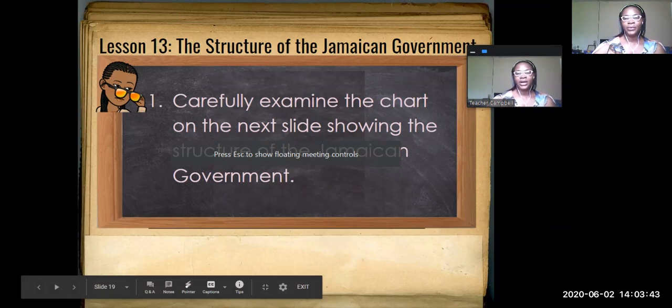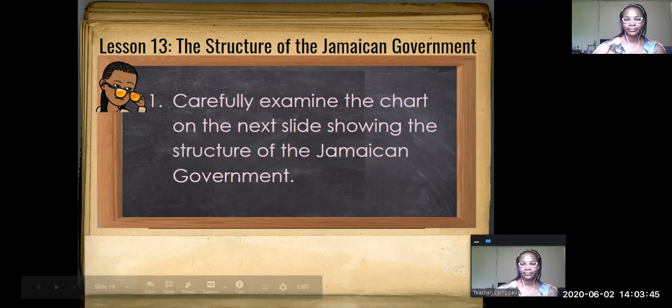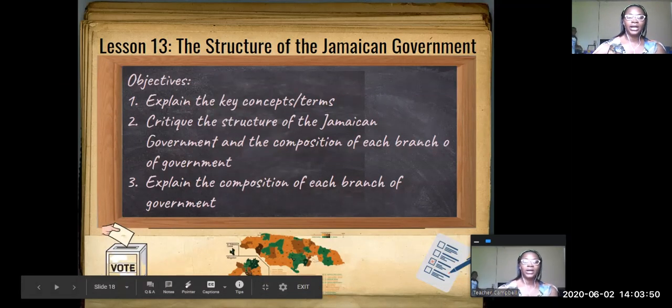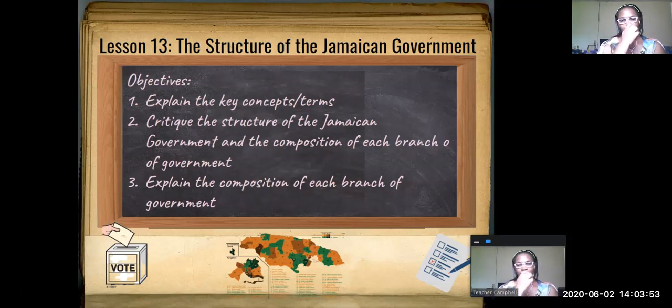It's lesson 13, and we're looking at the structure of government. So the first thing that we're going to be doing is we're going to look at the objectives for the lesson. And the objectives for the lesson are three of them. One, we're going to explain the key concepts or the terms in this topic. And we're talking about things like government, senate or senator, and things like those. You'll hear some more about it. And we're going to critique the structure of the Jamaican government and the composition of each branch of government.